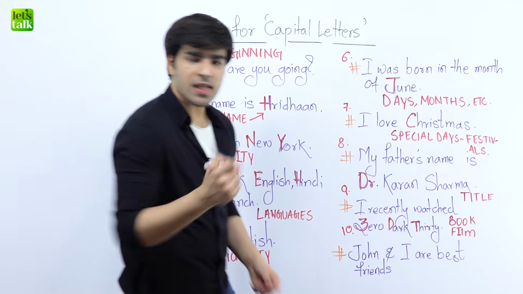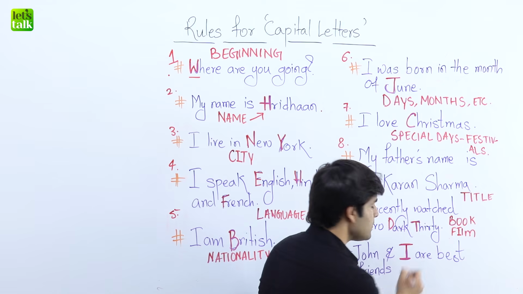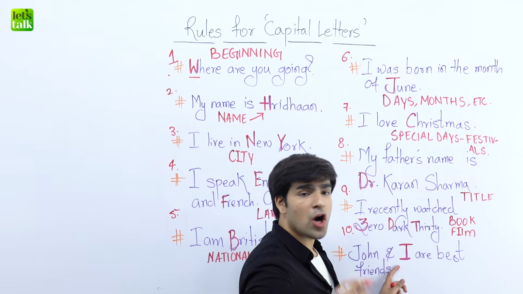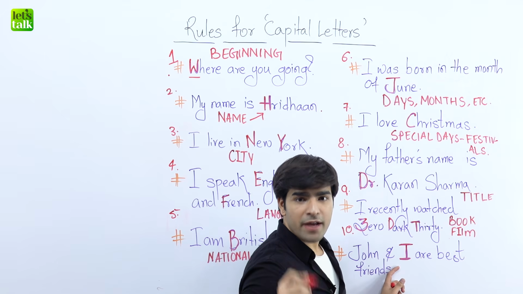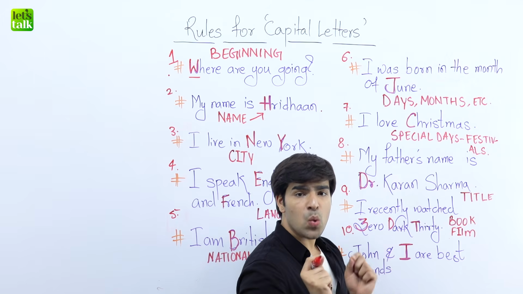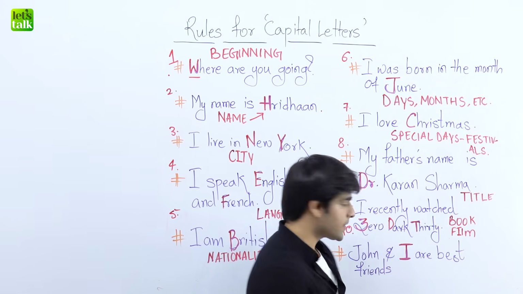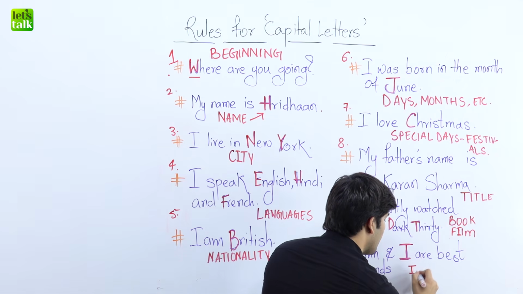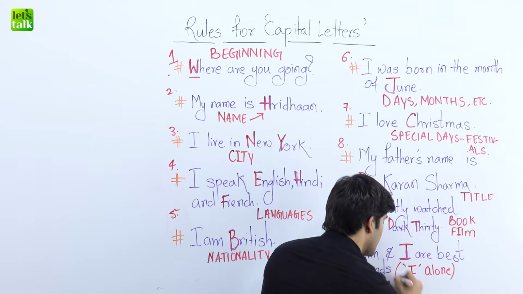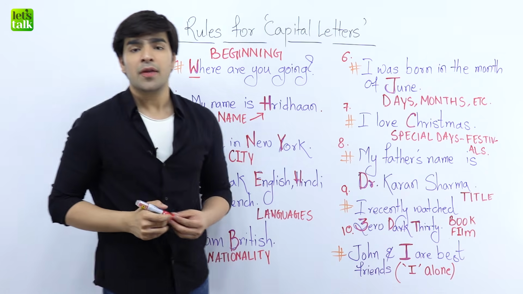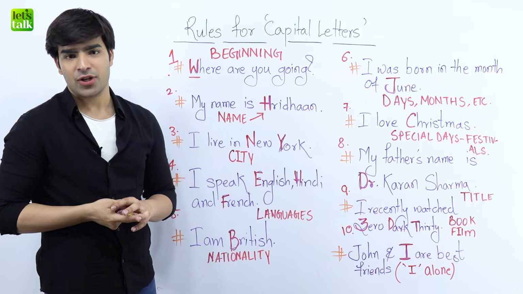Interesting thing to note here is I have capitalized the I in the sentence, and I have not written it with a small I, and that is the rule. Whenever you write I as a single word, single letter, it is always, always capitalized. I alone is always capitalized. These are the 10 rules of capitalization in the English language.